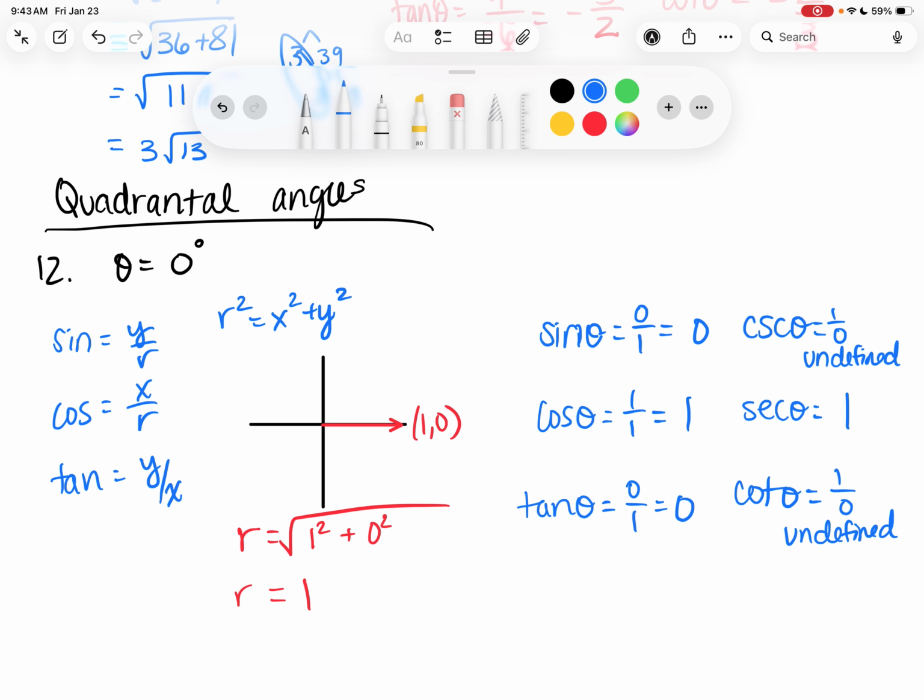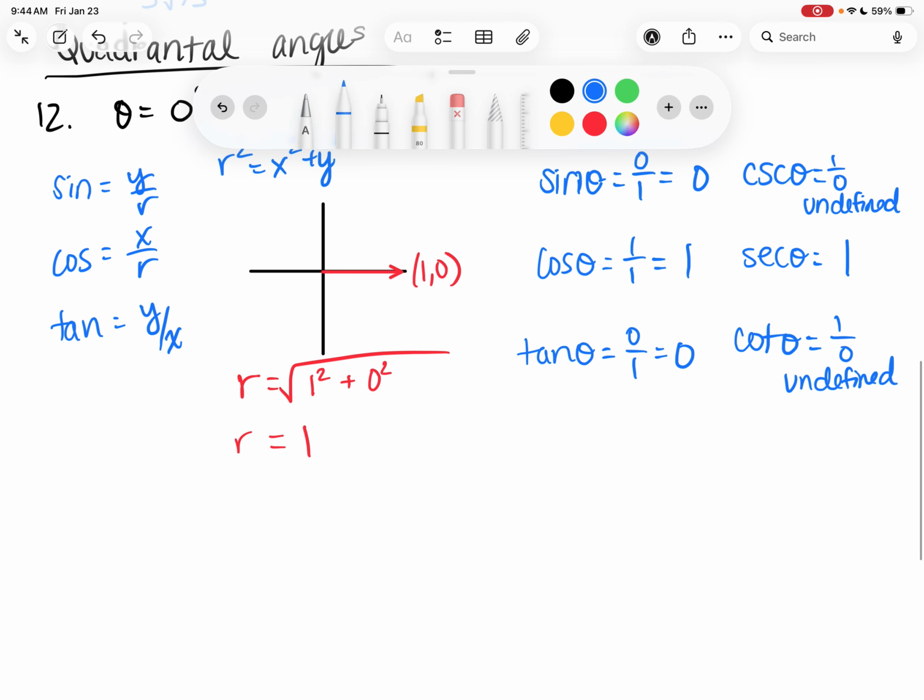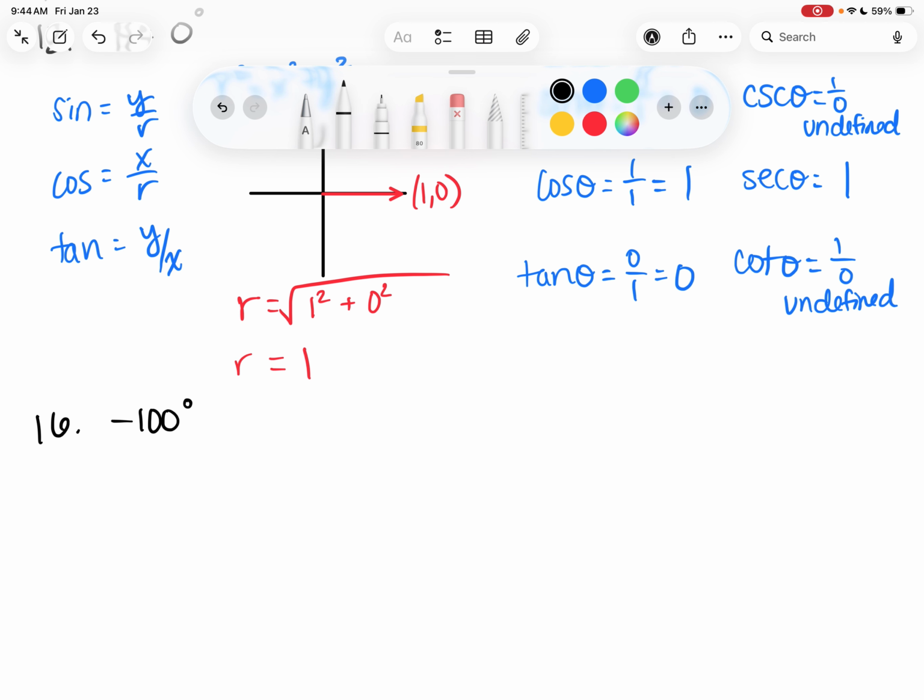Finding reference angles. So this is essentially saying find the acute angle of the function. So 16, we have negative 100 degrees. These are not my favorite because there are formulas that go with this, but I think that a lot of times the formulas confuse people and it's easier just to visualize it. So I'm going to try to show it visually for you. I'm going to set up a graph again.